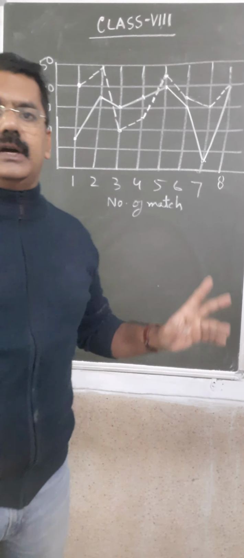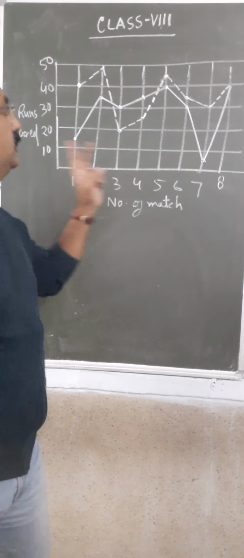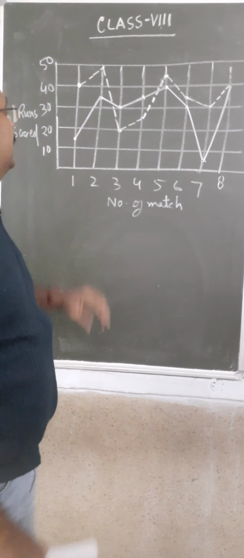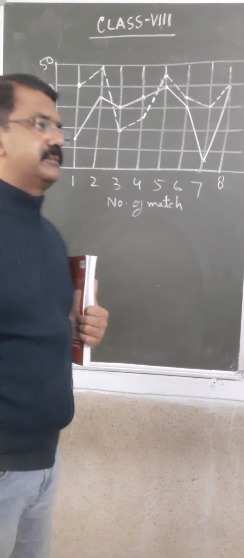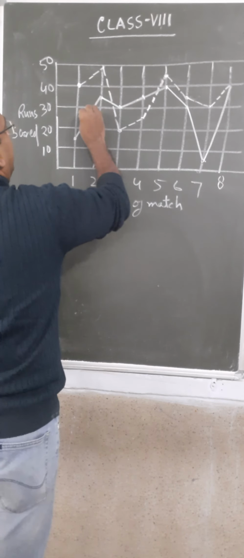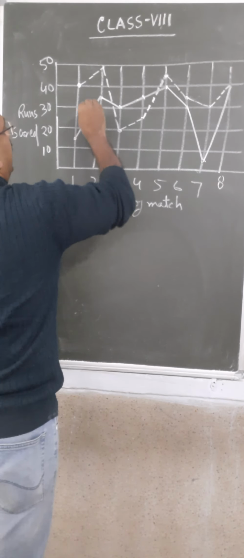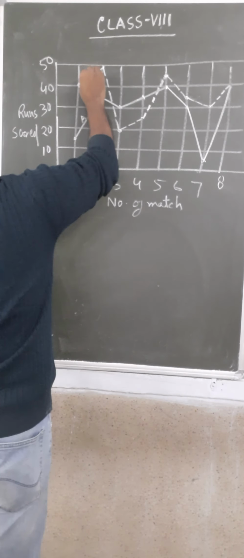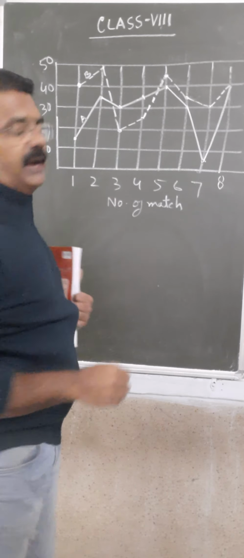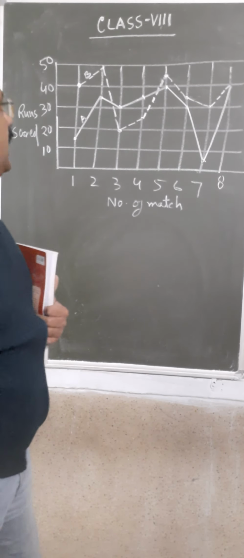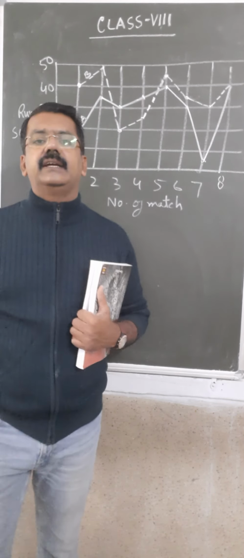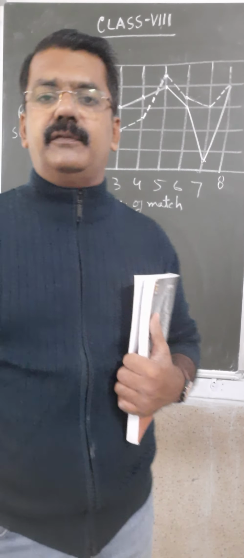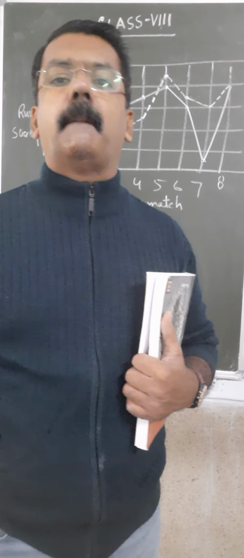Clear? Now if you observe carefully, there are two graphs. Actually, the two graphs are for two different batsmen. The continuous line graph is for batsman A, and this broken line graph is for batsman B. I repeat, the continuous line graph is for batsman A and the broken line graph is for batsman B.